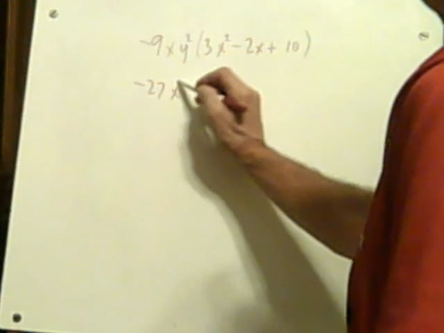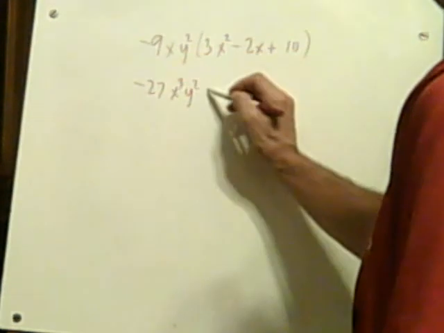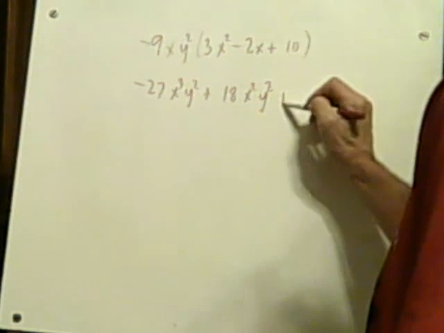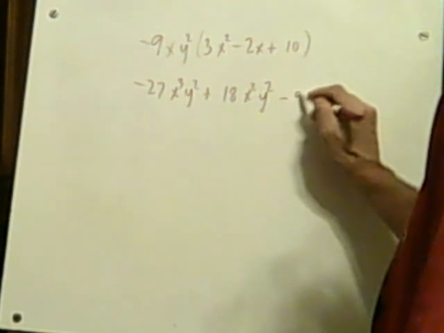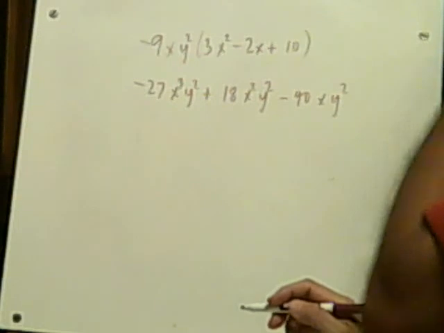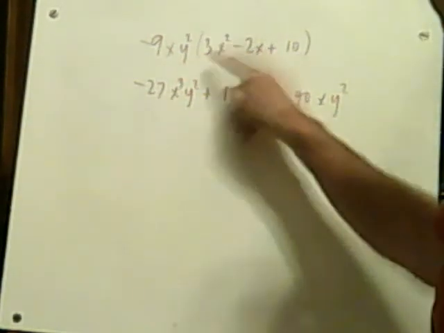27x cubed y squared plus 18x squared y squared minus 90xy squared, and there'll be no simplification because I couldn't simplify these. Okay. Let's move on to 52.